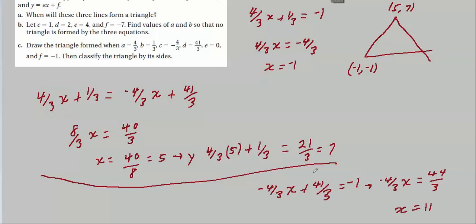So we set this one up to minus 4/3 x plus 41 over 3 equals minus 1, or minus 3 over 3. Think of it that way. We can subtract 41 over 3 from each side and get 44 over 3. Multiply through by minus 3 over 4 and get, that's not minus 11. Made a mistake.